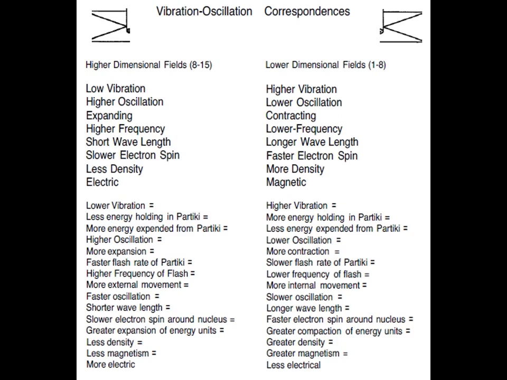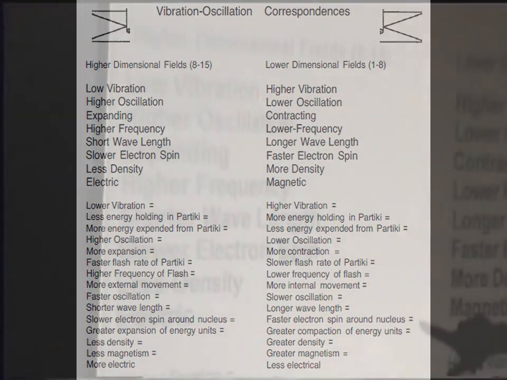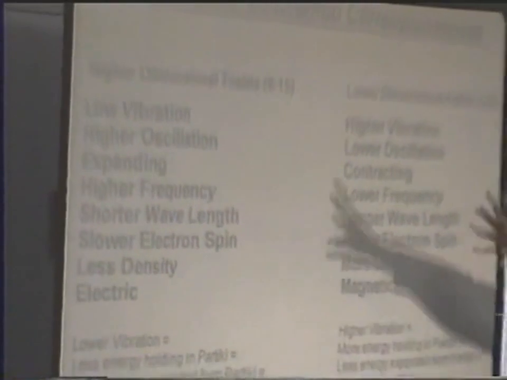What that creates is a shorter wavelength. Now, we know like the color spectrum. Red has, I think, the longest wavelength. That's how they do that. And then it goes up to like the violet spectrum, the shorter wavelengths. So as you go up in the dimensional scale, you're going into shorter wavelengths. You're going into slower electron spin around the nucleus, particles. You're going to less density and into more electricity. That is as you go up the dimensional scale.